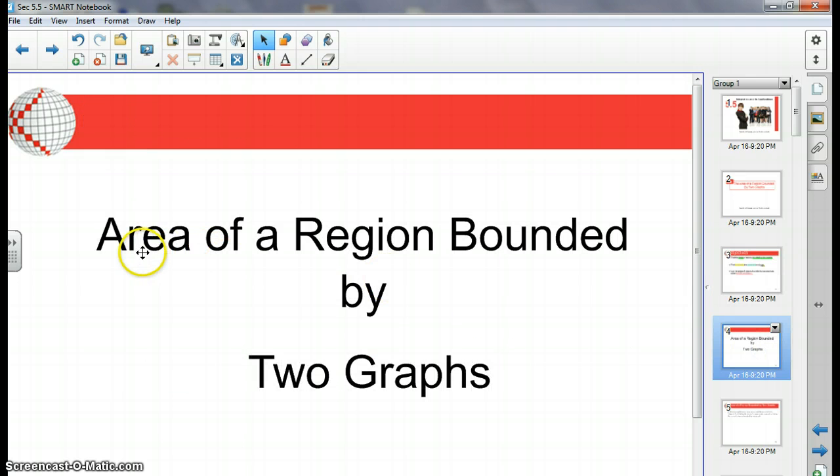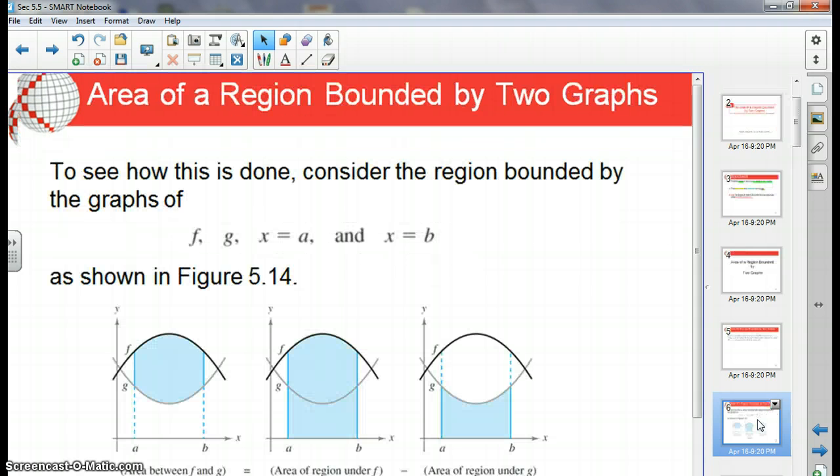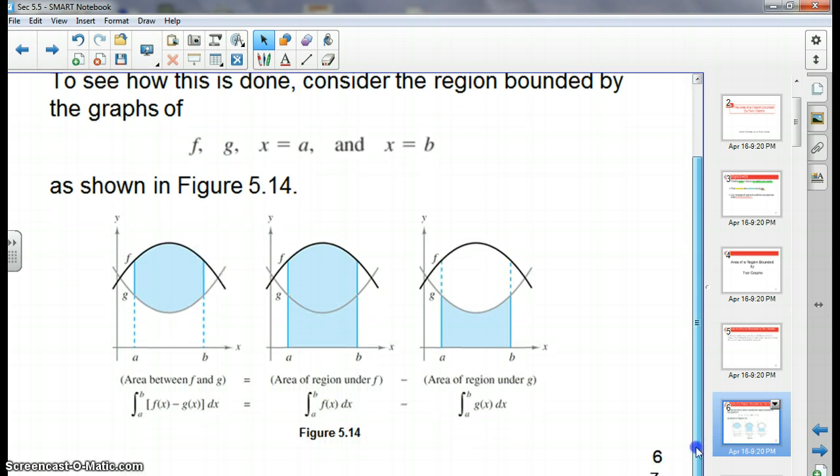So again, the main bulk of this is to find the area of a region bounded by or between two graphs. So we're going to be finding points of intersections with these two graphs and still use our integrals the same way we've been doing in section 5.3 and 5.4 with one small modification. We're going to take the upper function and subtract out the lower function.